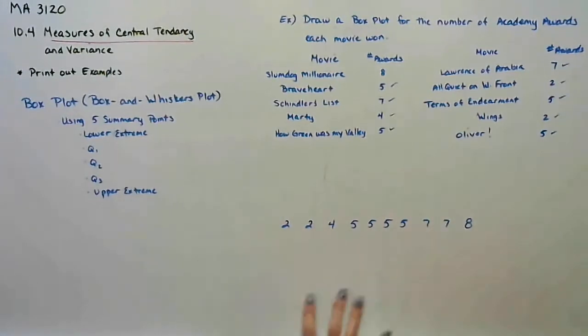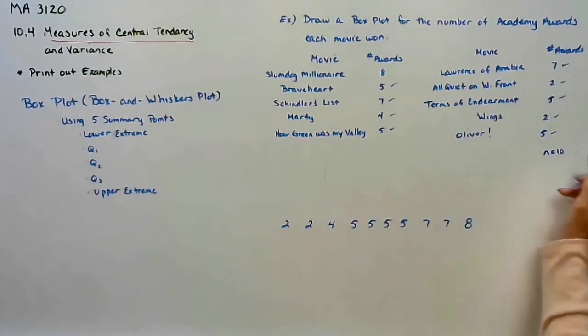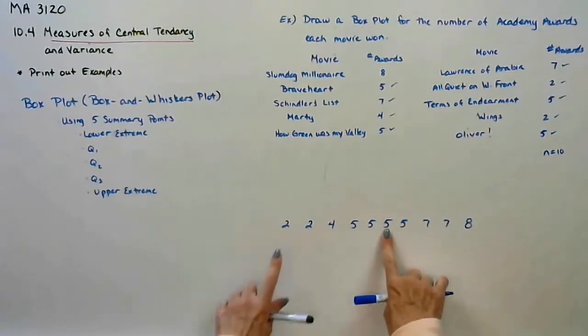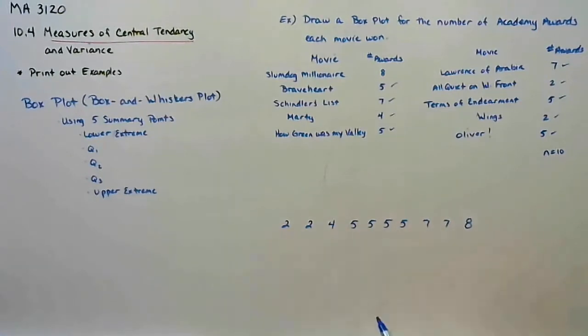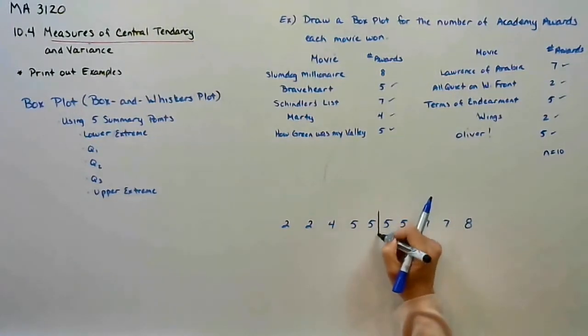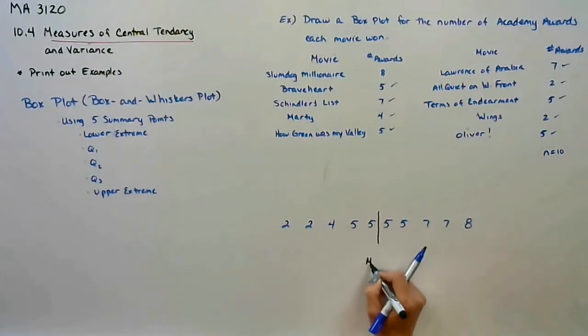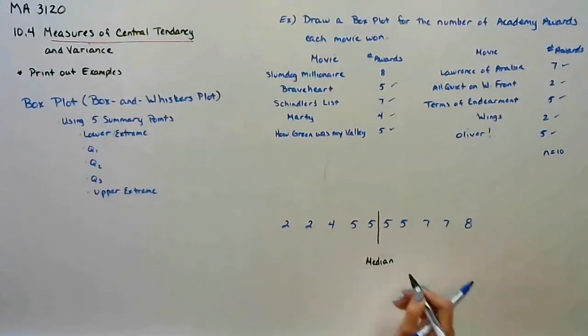All right, now let's do exactly the same thing we did before. Okay, and let's create a box and whiskers plot. So here it is. First thing we need to do is find our median. Since we have 10 scores, 10 numbers, if I divide 10 by 2, I get 5. So I should have 5 on each side. I do. So right here is the exact middle value. So here's your median, okay? So here we have our median of 5.